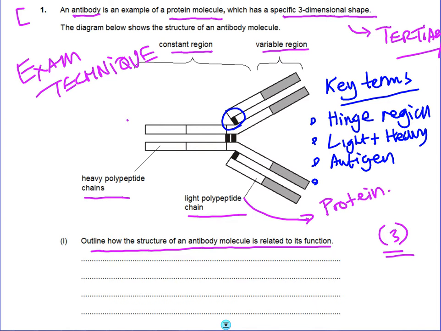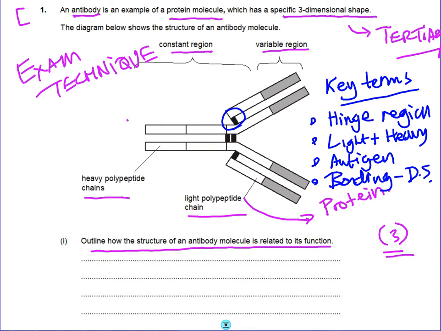But then I'm also going to think about bonding. I know that the bonding that holds the chains together here is disulfide bridges. So I'm just giving you an example there. I mentioned a few more terms, so you could build up along the side of the question a few terms that you're going to use and interpret.